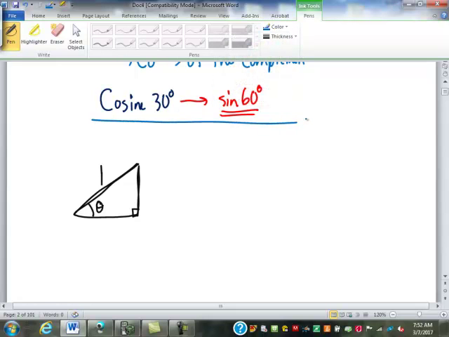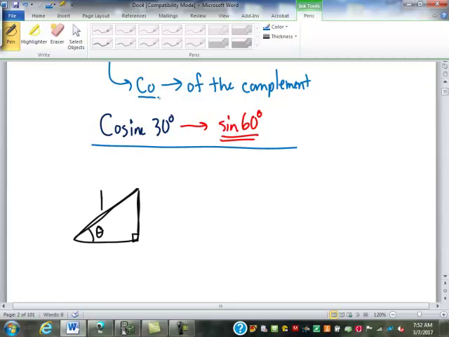What do you have written up straight above that triangle? Remember we talked about the cosine? The co means of the complement. So the cosine of an angle is really asking what's the sine of the complement of that angle. So when we ask for the cosine of 30, what we're asking for is the sine of the complement of 30, which is 60. Either one will be the same. If two angles are complements, the sine of one will equal the cosine of the other.